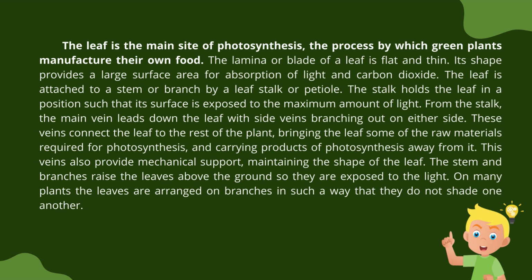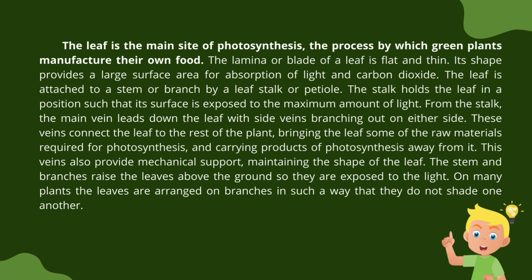From the stalk, the main vein leads down the leaf, with side veins branching out on either side. These veins connect the leaf to the rest of the plant, bringing the leaf some of the raw materials required for photosynthesis and carrying products of photosynthesis away from it. These veins also provide mechanical support, maintaining the shape of the leaf.